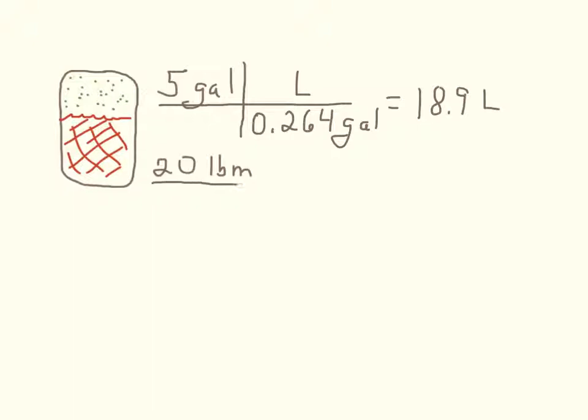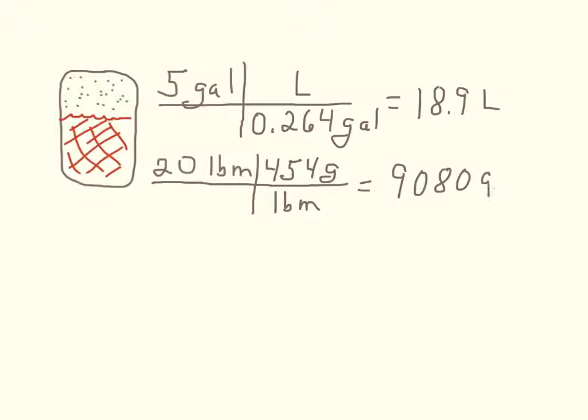20-pound mass, let's convert this to grams. So we have 454 grams per pound mass. And that equals 9,080 grams.